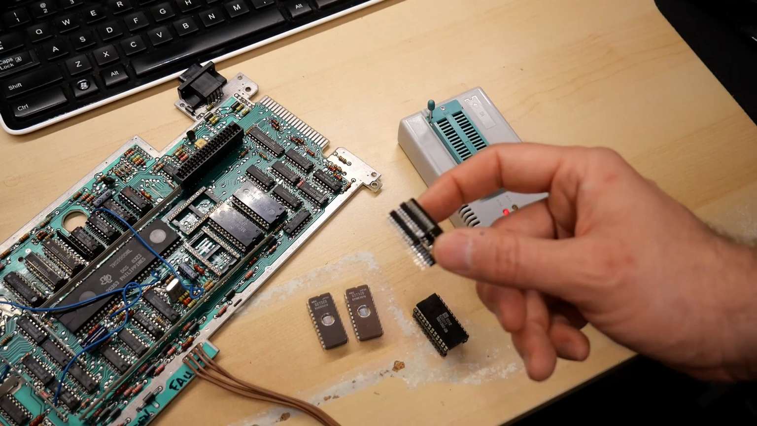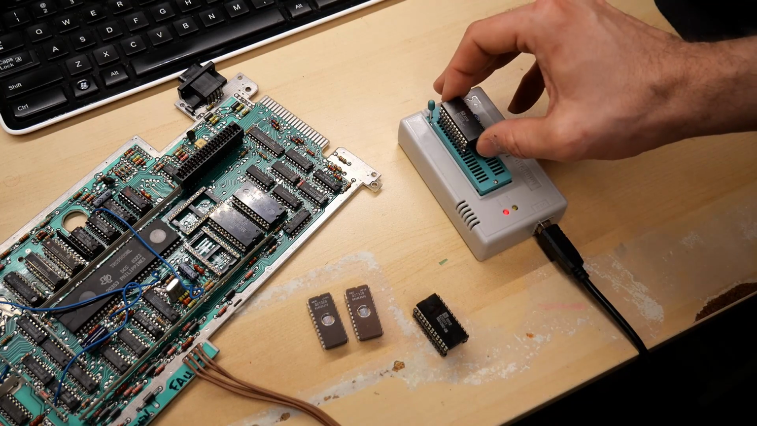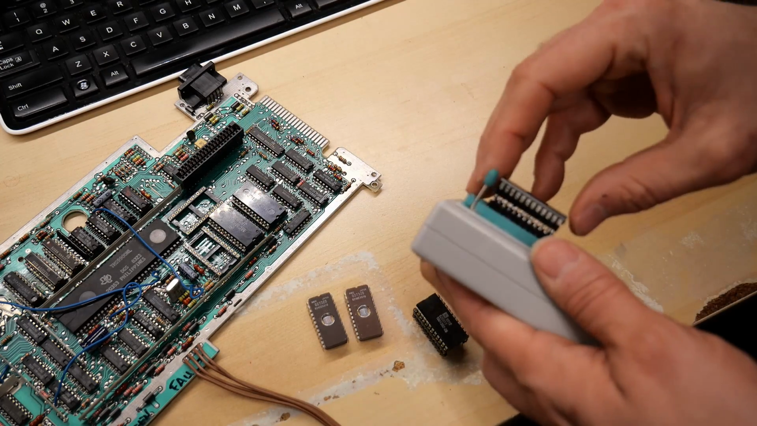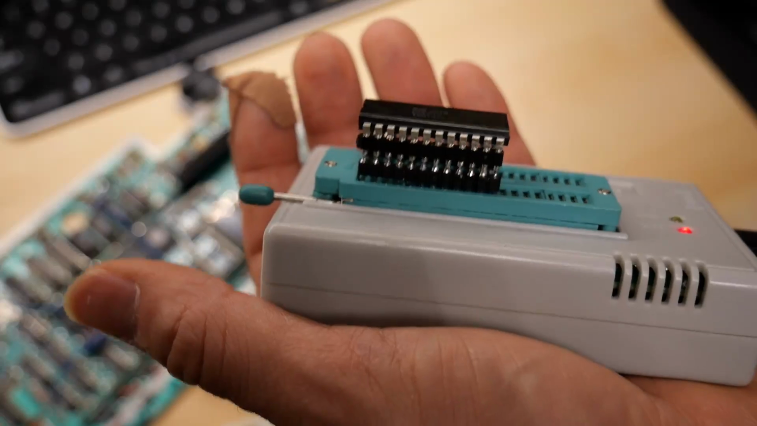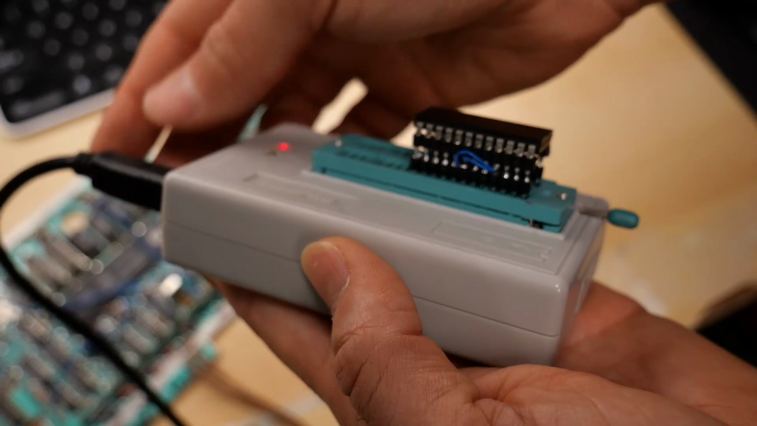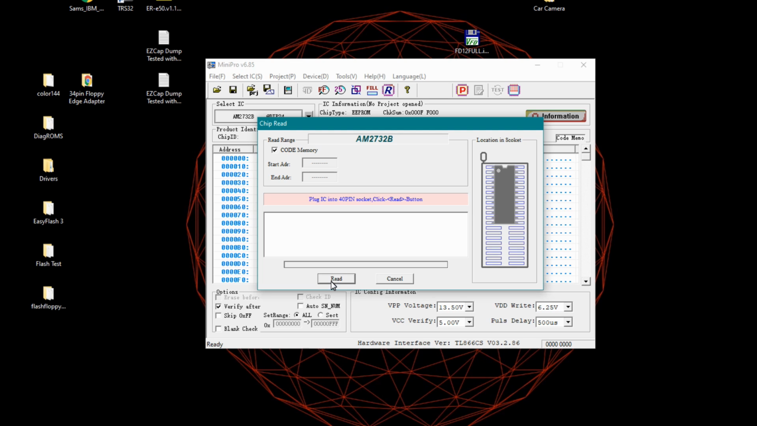So these are the original TI99 ROMs that were in this motherboard. Let's pop this into the TL866 MiniPro. Whoa, oh boy, don't want to drop these on the floor. There you go, you can see how it looks in the socket. All right, so I just picked a random 2732 EEPROM DIP24, and let's read this out, see what happens.